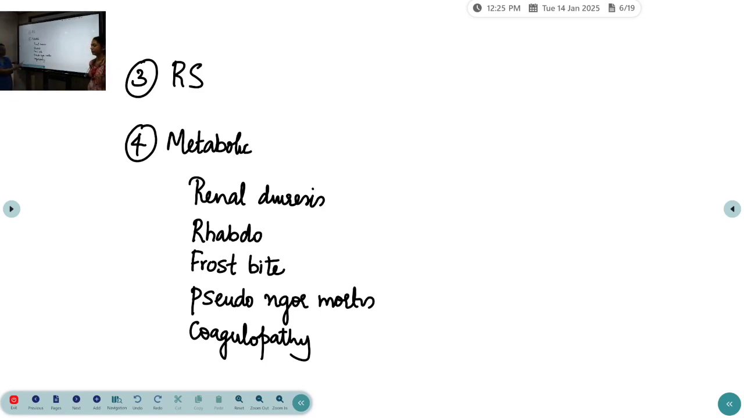Then a patient also can go into coagulopathy. That is because the patients go into hemoconcentration. With hemoconcentration, the viscosity also will be increasing, hence the patient will go into coagulopathy also. So these are the changes happening in hypothermia.